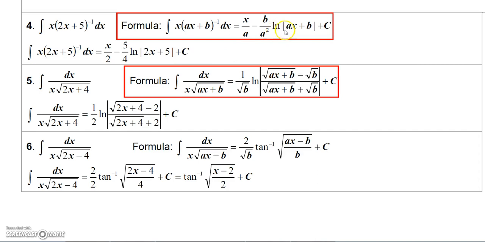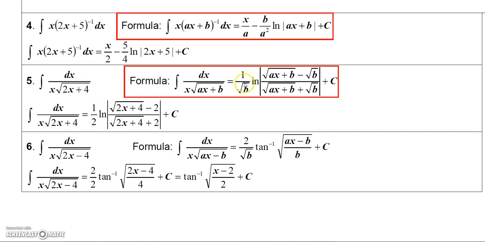And then the natural log of the absolute value of ax plus b, and ax plus b is just 2x plus 5, so I'll write that natural log and then add my constant. Okay, here's another one. This integral, dx over x times square root of 2x plus 4, would actually follow this formula for the integral of dx over x times the square root of ax plus b. Okay, now here my a is 2 and my b is 4.